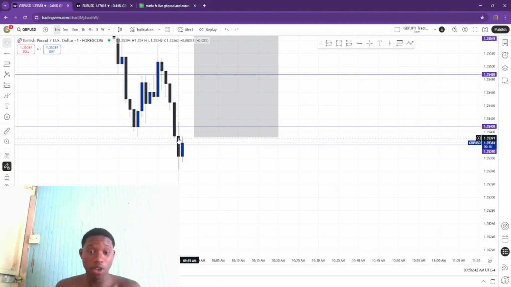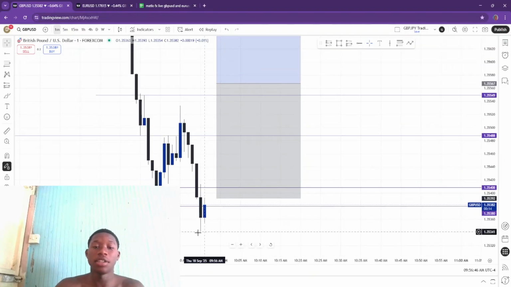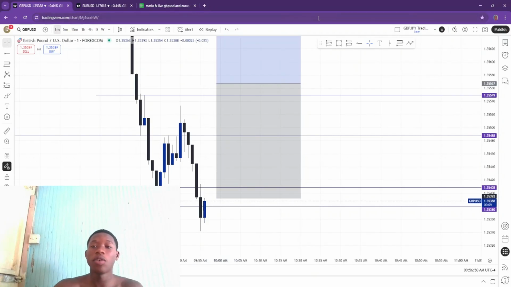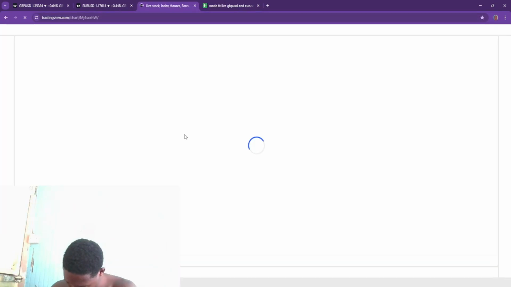We also added USD JPY to the mix. So that trade, I cannot take that trade. That trade is too close to the close of the 1 hour. Let's add USD JPY.